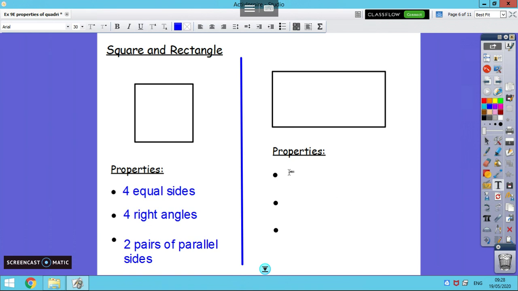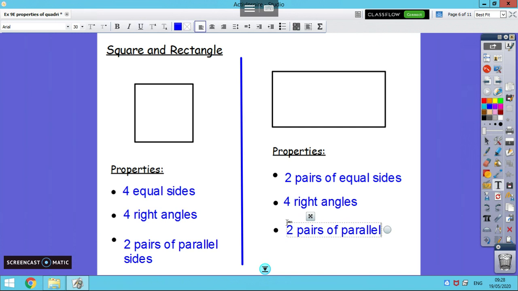For the properties of a rectangle, we've kind of already done this. It's got 2 pairs of equal sides. It's got 4 right angles again. And then it also has 2 pairs of parallel sides. Make sure you're drawing a little picture of each of these and you're copying this down, please.